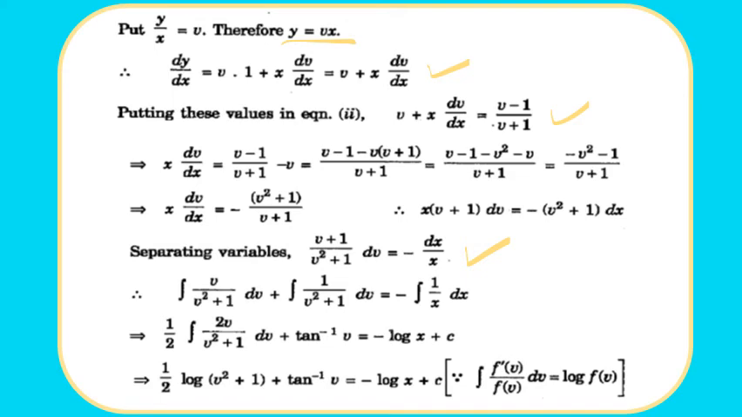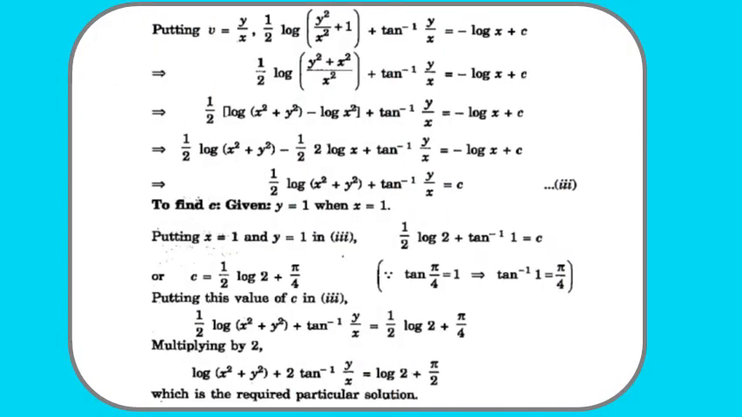So simplifying this, we will integrate to find the value as 1 upon 2 log v square plus 1 for the first part, tan inverse v for the second part, and for 1 upon x it is log x, and the constant of integration is c. So again we have used the same property that integral f dash v upon f v dv equals to log f v. So putting the value of v equal to y upon x, we get the solution as half log x square plus y square plus tan inverse y upon x equals to c.